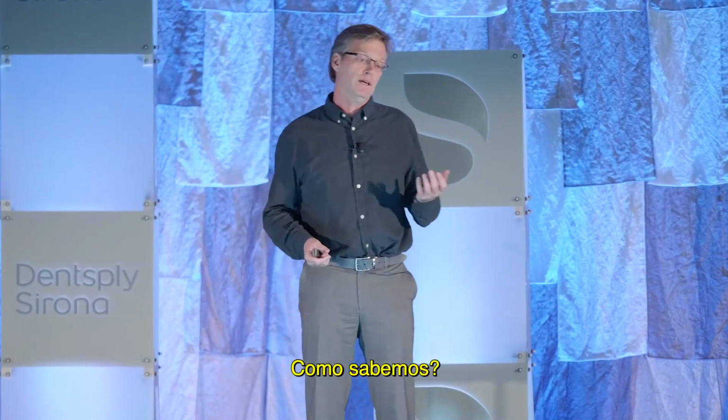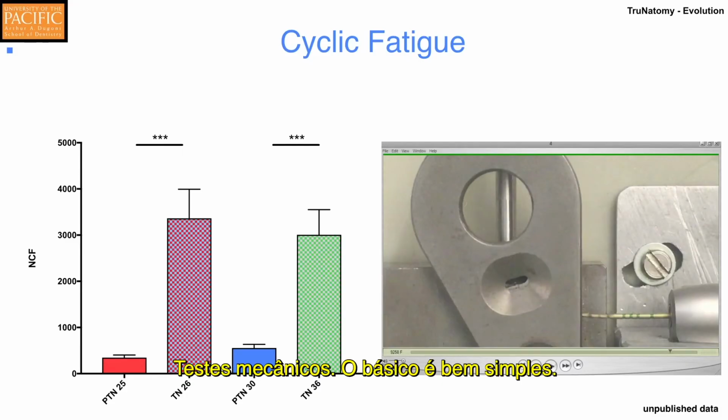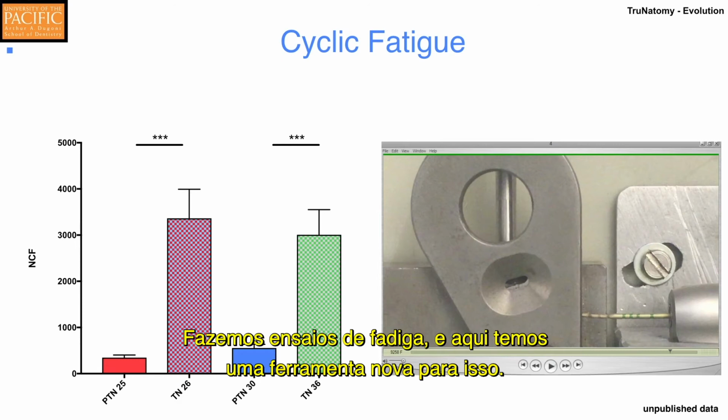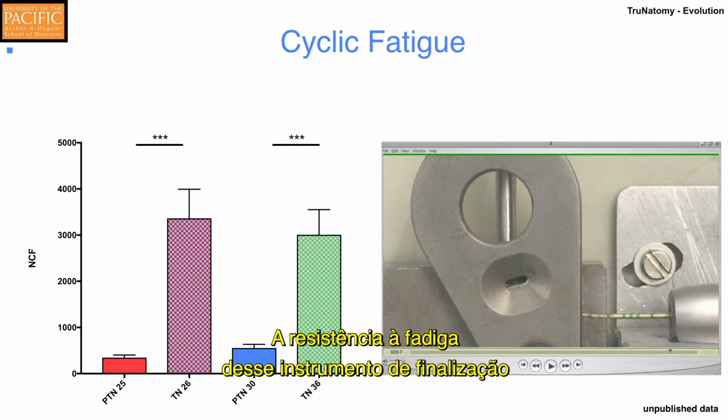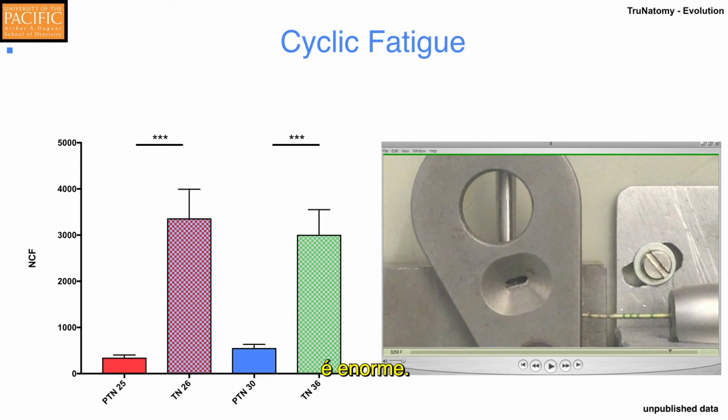How do we know? Okay, we do mechanical testing. The basics is very simple. Fatigue testing, this is a new fatigue fixture that we have that is brand new. And there's a couple of things that we can show definitively. The fatigue resistance of this instrument, and my only testing, of course, the two main finishing instruments here, is enormous.